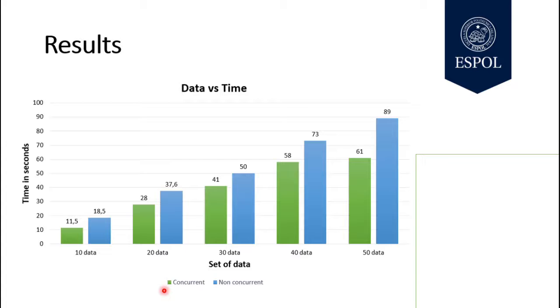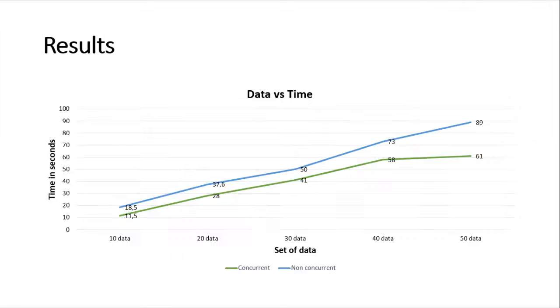It is important to note that the difference in time between versions increases as the size of the dataset increases. For example, when there are 10 data, the difference in time is 7, but when there are 50 data, the difference increases to 28. Here is another graph in which you can observe the behavior of the version as the data to be processed increases. And as mentioned, the non-concurrent version has a higher growth than the concurrent version.